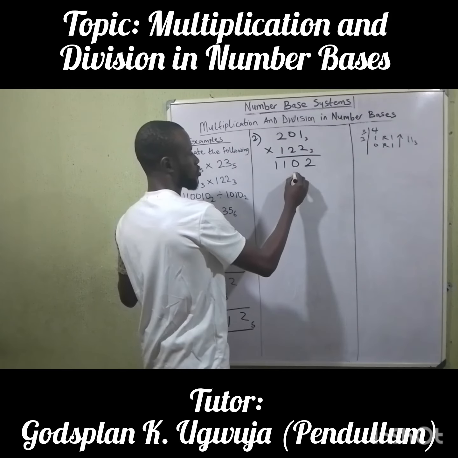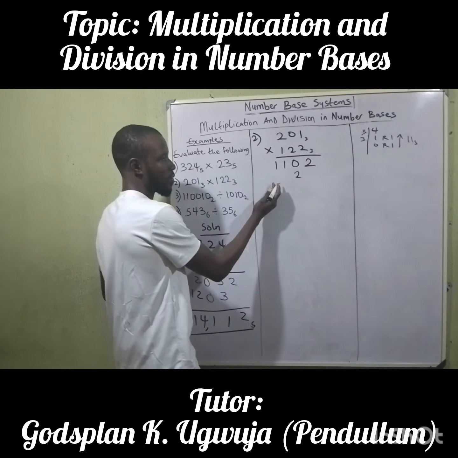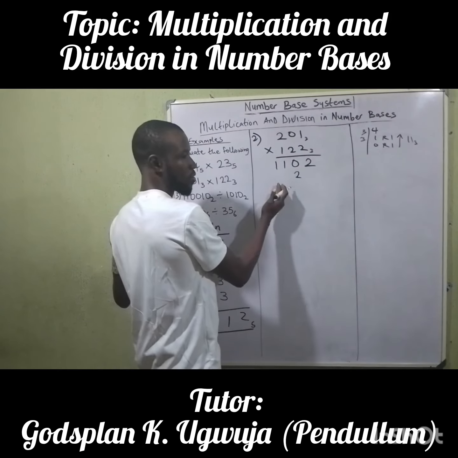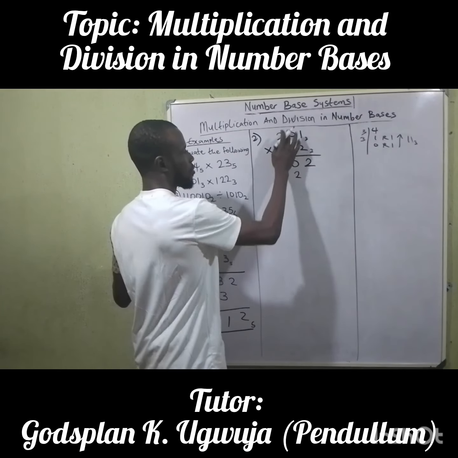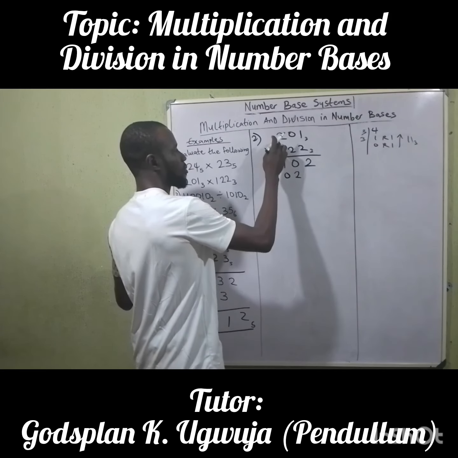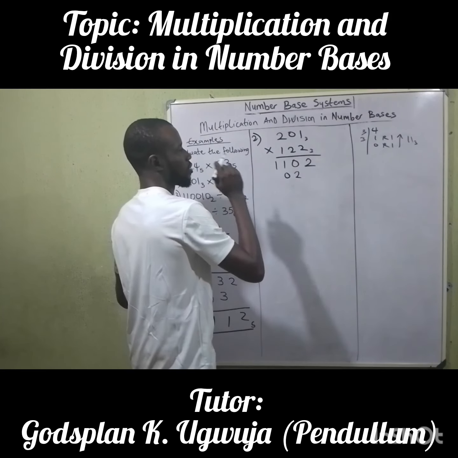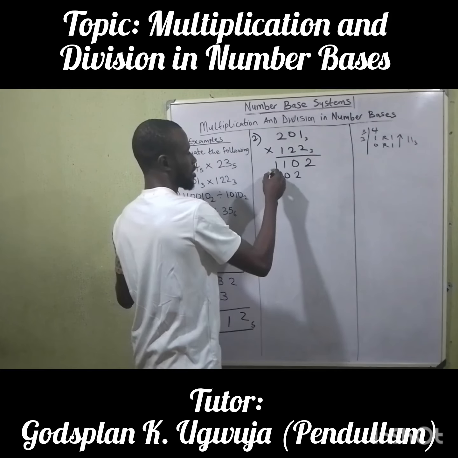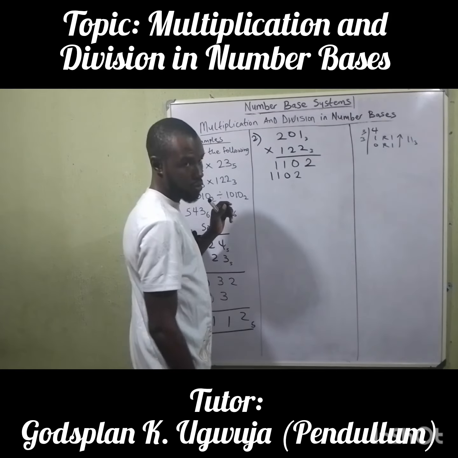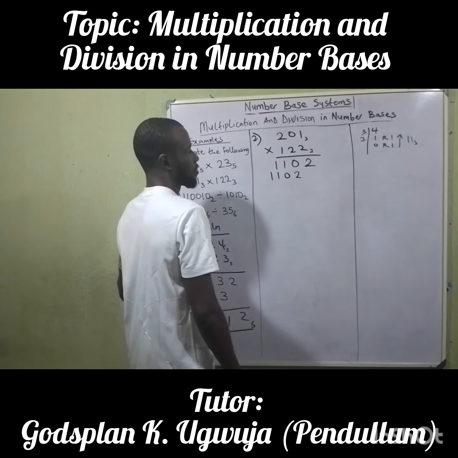Now 2 times 1 is 2. Watch how I stepped it up. So always remember, 2 times 1 is 2, 2 times 0 is 0, 2 times 2 is 4, and 4 in base 3 is 11. Please don't write 4. 4 in base 3 is 11.